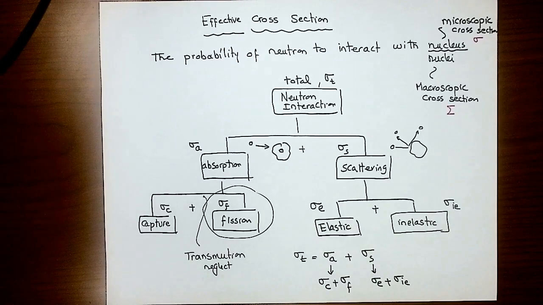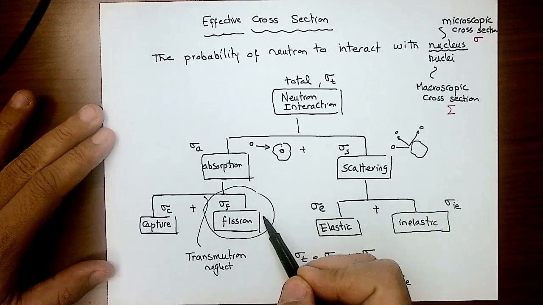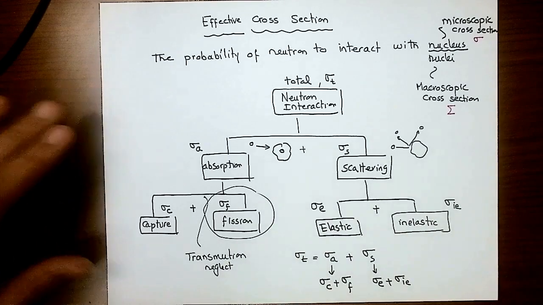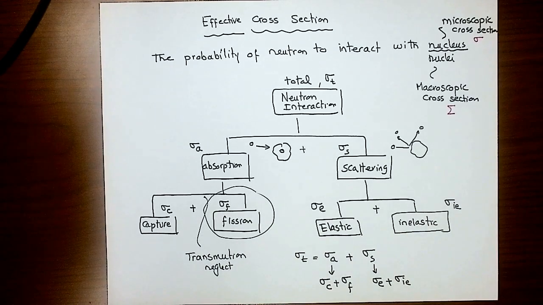Chance or the probability of a neutron to be absorbed by the nucleus, and that absorption will cause fission. That's what we're looking for, okay? So we are going from absorption all the way to the fission. We don't look at the other things here, okay? So keep that in mind.